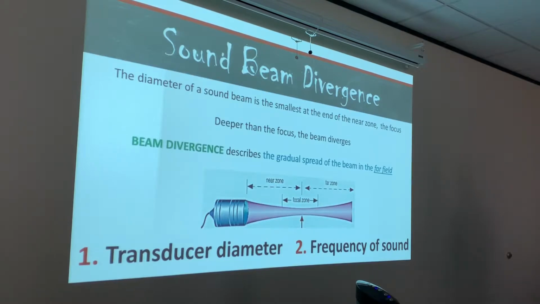You have a question already? Is the focal point or focus a point or an area? It's a point. It's one spot where the beam is narrowest. That one spot is just a point.